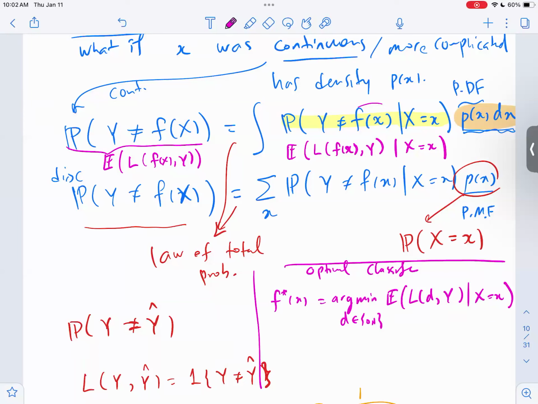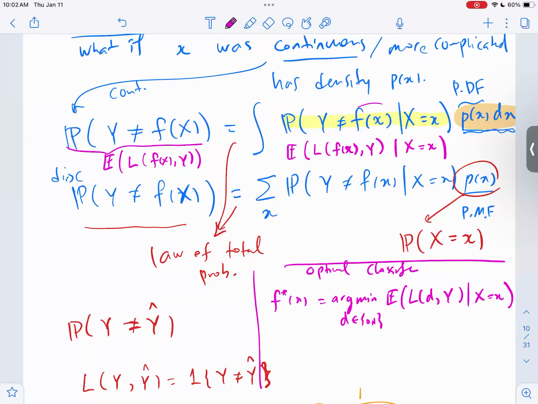Here the randomness is just Y conditional on x. So if you know the conditional distribution of Y given x, you plug in decision 0 and you calculate this. You plug in decision 1 and you calculate this, and whichever posterior cost is the minimum gives you the decision that you have to make.